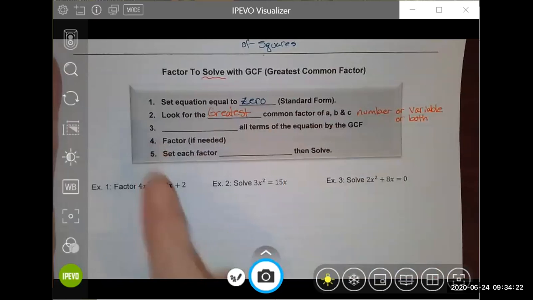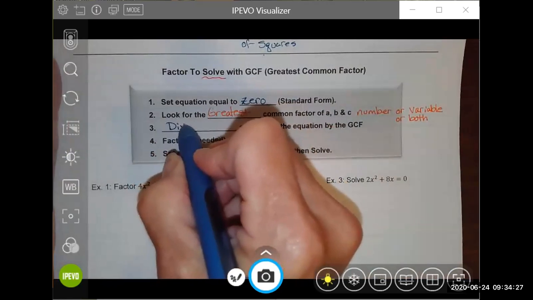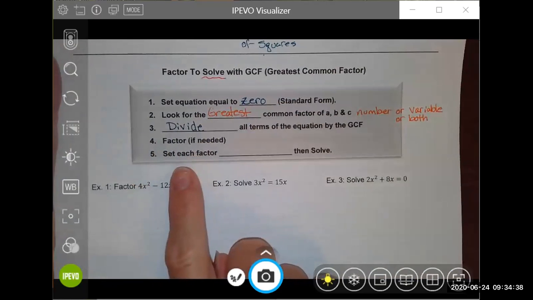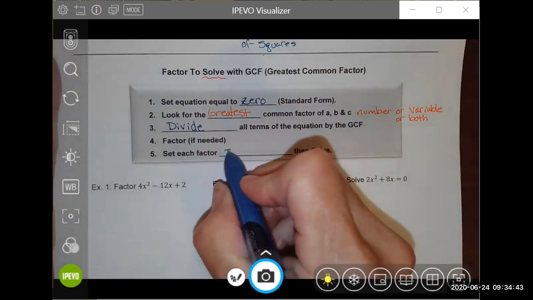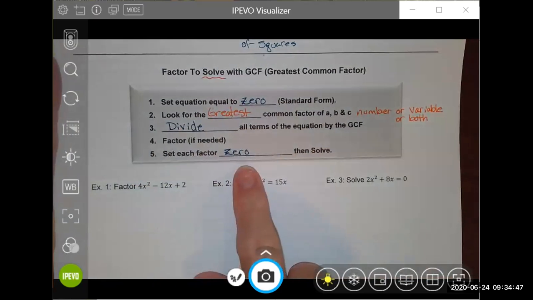The third thing we do is divide all of the parts of our equation by the GCF. Once we have done that division, we're going to factor further if I need to. Hopefully we won't need to. And then once I have it fully factored, I set each factor equal to 0 to find out what the different intercepts are. Sometimes there will only be one factor. Sometimes there will be 2 or 3 or even 4. We'll look into that later in the year.